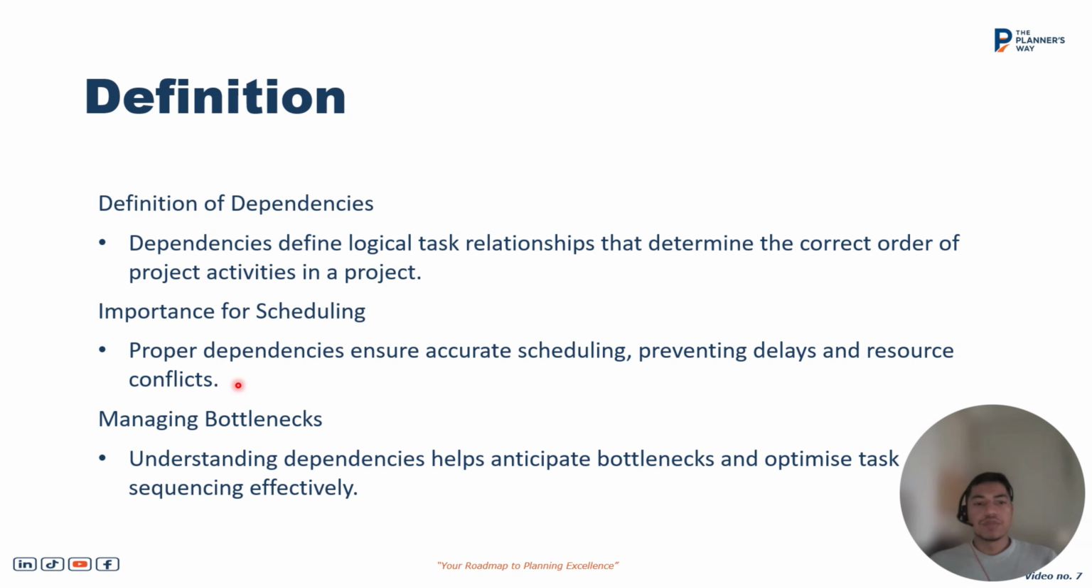The importance of dependency: proper dependency ensures accurate scheduling, preventing delays and resource conflicts. If we know this task needs to be done first, then we can manage the resource conflicts as well. We understand which resources are needed when in the schedule and can work out the resource mapping from there. Understanding dependencies helps anticipate bottlenecks and optimize task sequencing efficiently, which is also one of the benefits of having dependencies in place.